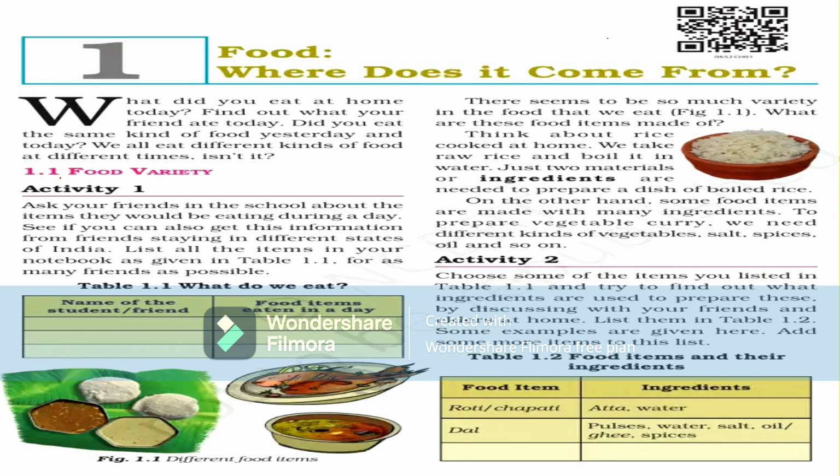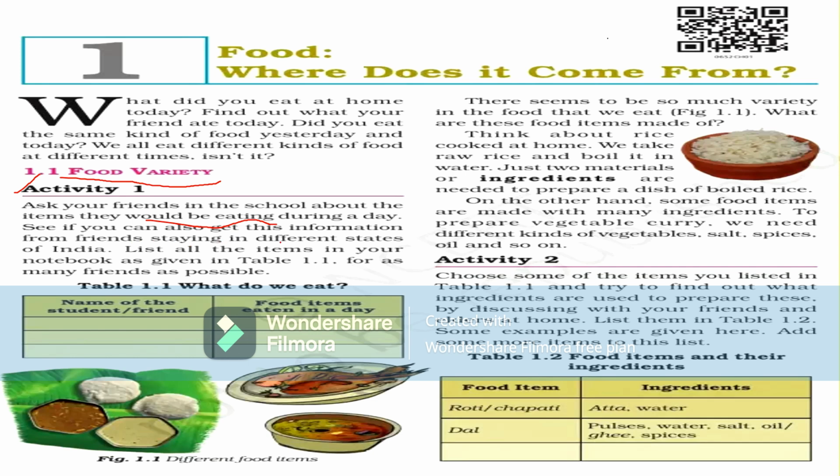Yes, correct. Moving to 1.1 Food varieties. Here, 1.1 is food varieties. There are different types of food varieties. So we'll go with Activity 1: ask your friends in the school about the items they would be eating during a day, such as what they eat today for breakfast. Okay, I ate idli. What do you eat, guys? Comment below.